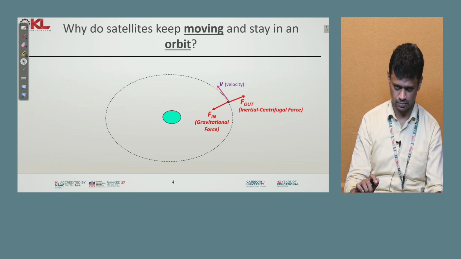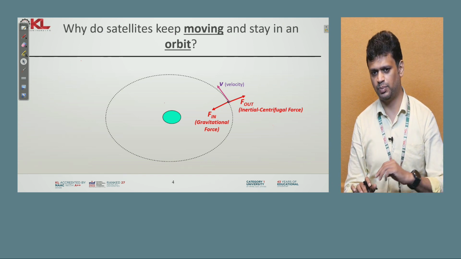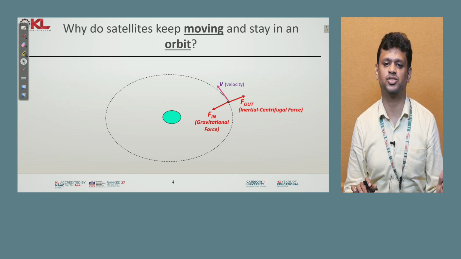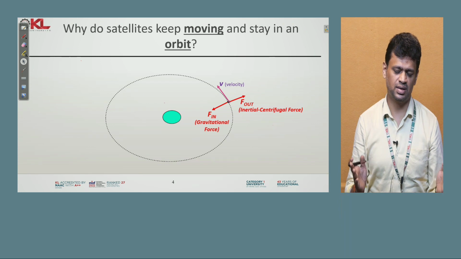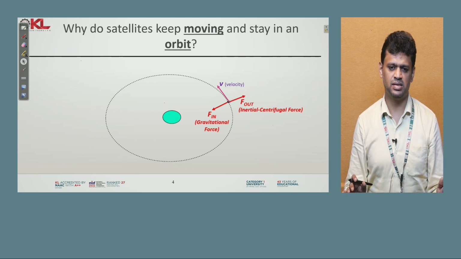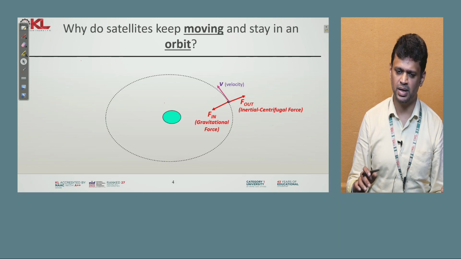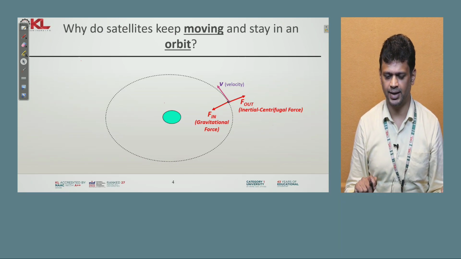So here you can see the centrifugal force is there because it is moving in the elliptical orbit, and the other will be the gravitational force. The earth's attraction would be there. So both will be opposite of each other, cancelling each other, and since they cancel each other, the satellite will remain in that elliptical orbit that is shown in the diagram.